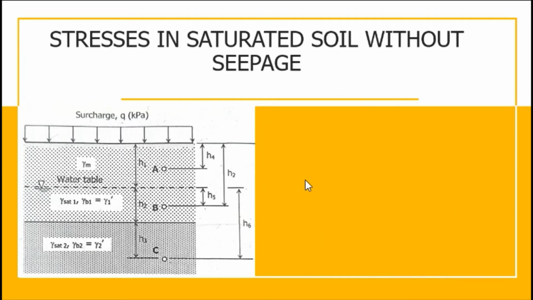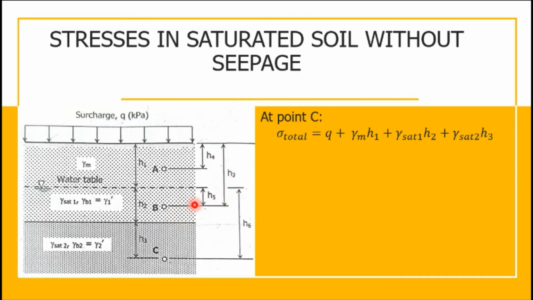Now, if we're going to analyze the stresses at point C, the total stress at point C is equal to the surcharge load Q plus moist unit weight of this soil layer multiplied by H sub 1, and then plus the saturated unit weight of this soil layer multiplied by H sub 2. So this is H sub 2. Disregard H sub 2 in here.